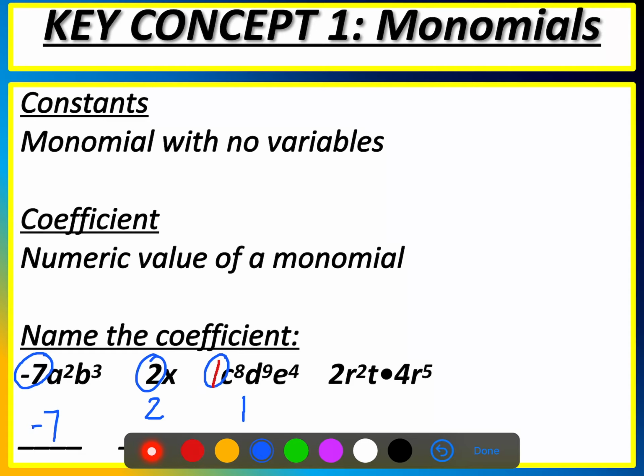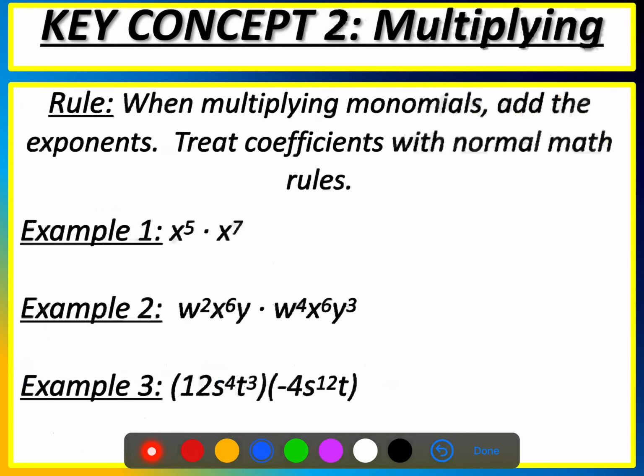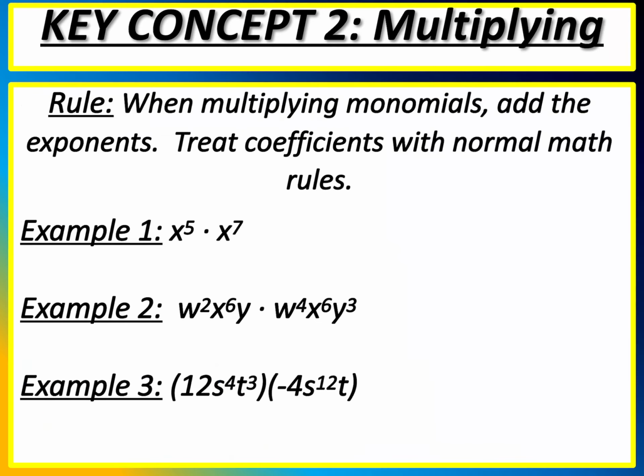When we're naming the coefficient of a monomial, there can only be one per monomial. So example number 4 is one monomial, and since it is using multiplication, I have to multiply the two values that are there to get a coefficient of 8. So now we can move into our rules.